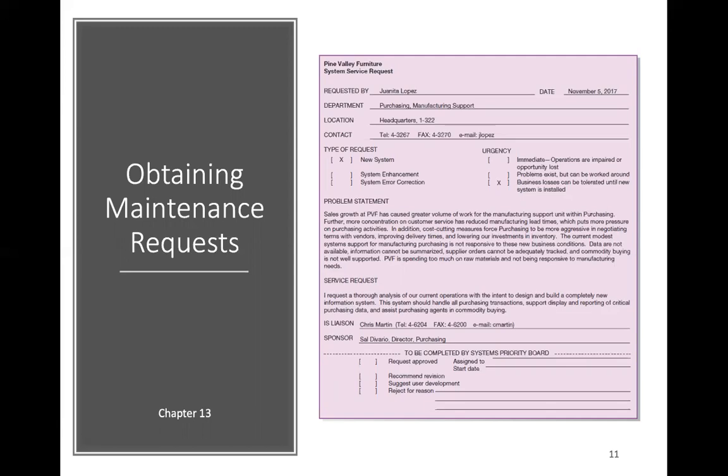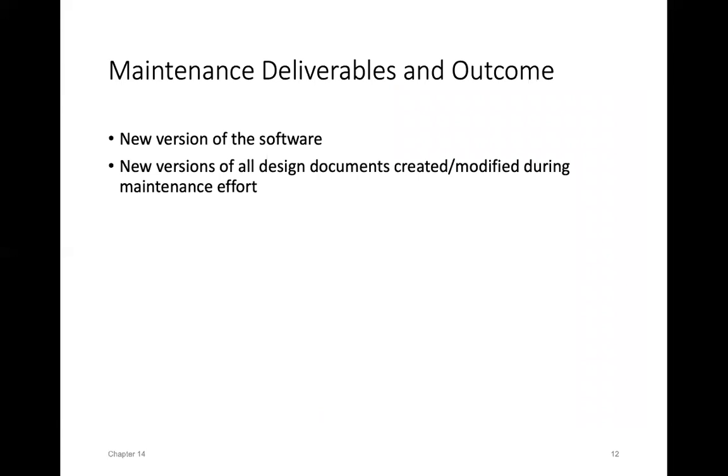What are the deliverables and outcome of the maintenance phase? Well, you're going to get a new version of the software, and you're also going to get new design documents which are going to be modified as a result of maintenance. So the deliverables and outcome of the maintenance phase are the development of a new version of software, and new versions of all design documents which have been modified.